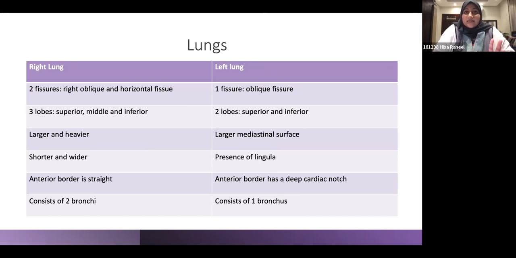Then try to look for lines. Maybe you can't see the lobes, maybe you can see the lines. Try to look for the fissures. 3 fissures, right lung, 2 fissures, left lung. Then try to look for the heart, the cardiac imprint, okay?